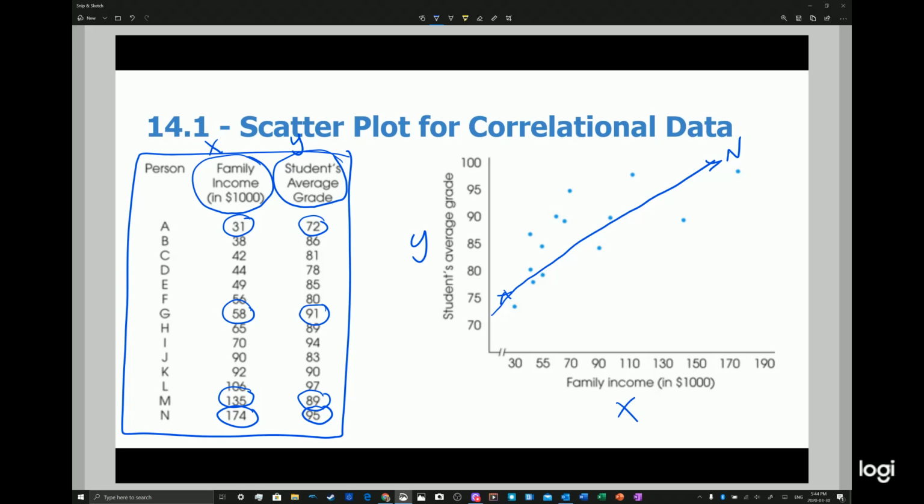And the points are fairly close to this regression line, this slope, this trend, if you will. So it would show a fairly strong correlation between the two variables, that is, family income in the thousands and the student's average grade. So that's how you would use scatter plots to look at correlation data.